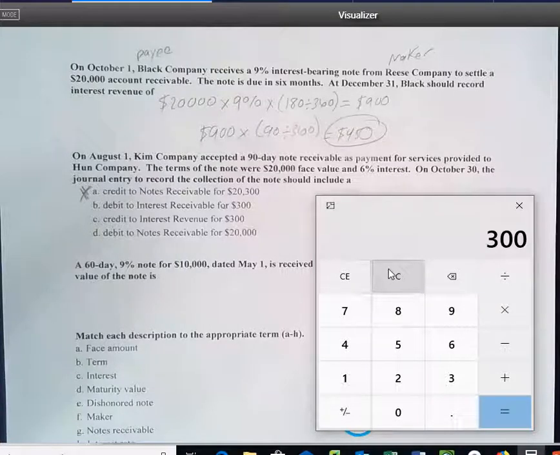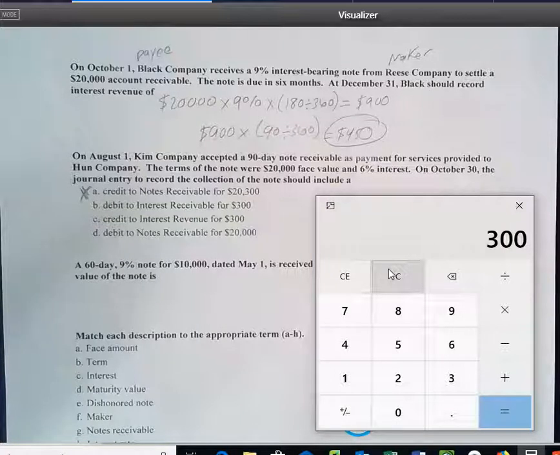Let's think about this. Choice B says debit to interest receivable for $300. Interest receivable is an asset, and so that would have been set up initially as a debit. We would have had a debit to interest receivable when we set this note up for $300, and this is all within the same year, so we're not going to do it again.